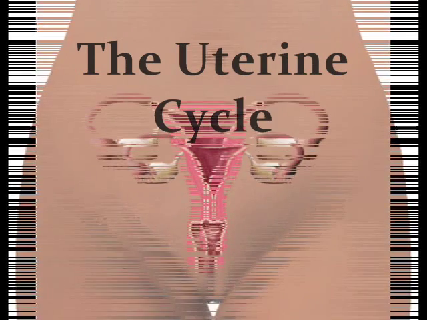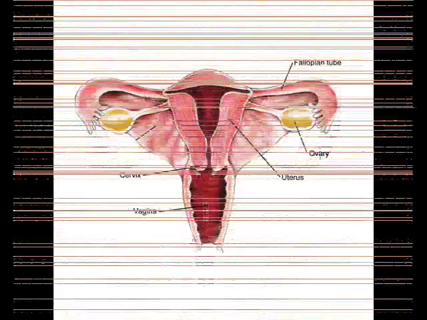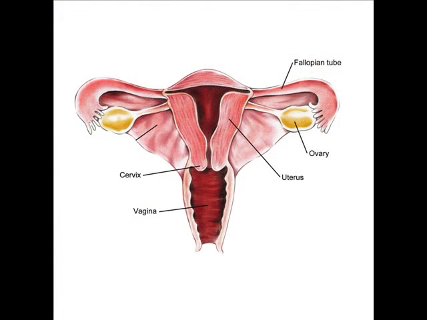The uterine cycle. The uterine cycle, on average, occurs every 28 days in females. Here, we see the female reproductive system, which includes the ovaries, fallopian tubes, uterus, cervix, and vagina. The uterine cycle consists of 4 phases.